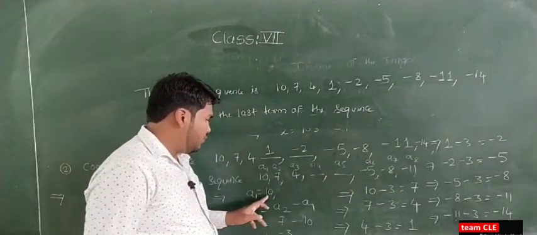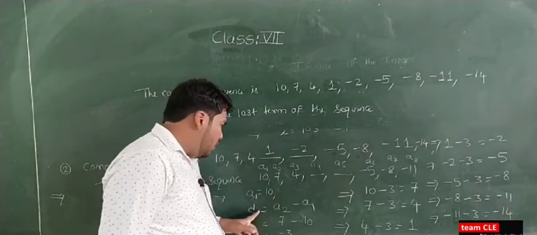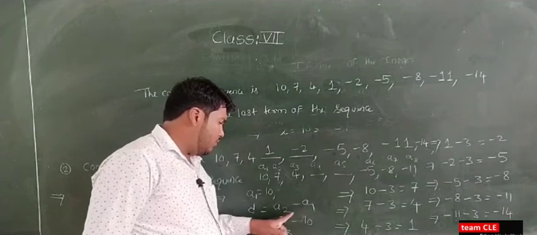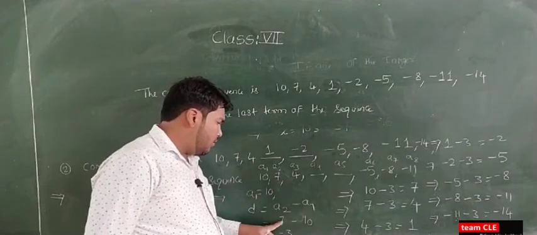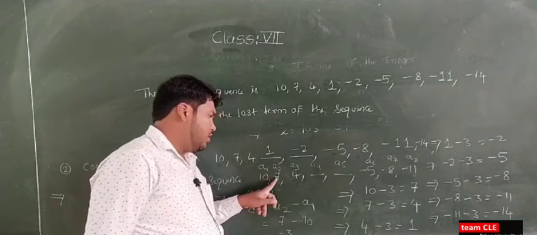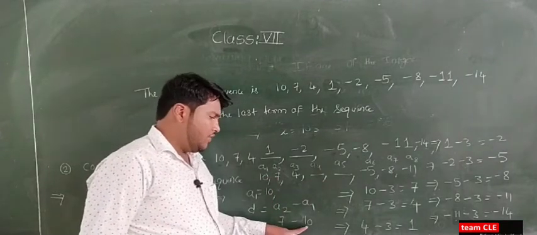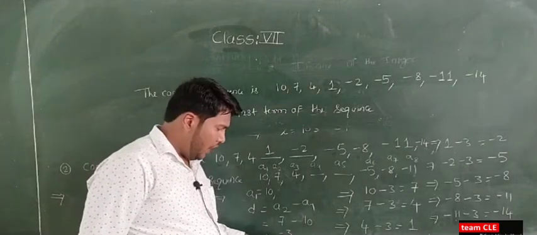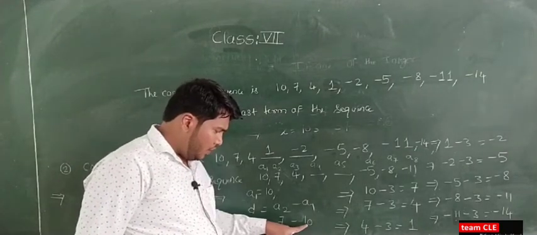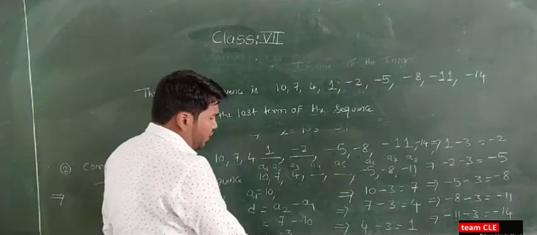So A1 is equal to 10. Just remember the difference formula: D is equal to A2 minus A1. That is 7 minus 10, second term minus first term, which is equal to minus 3. How is it minus 3? By seeing the greater number's sign we keep that sign, and 10 minus 7 is equal to 3. So minus 3 is your difference.